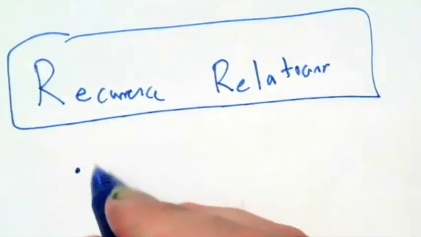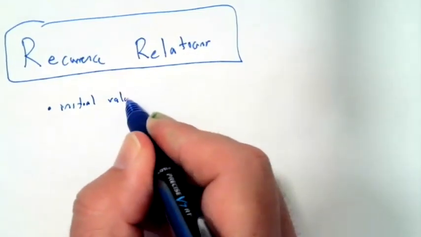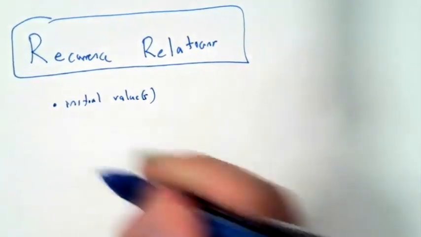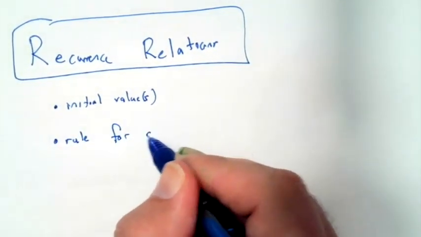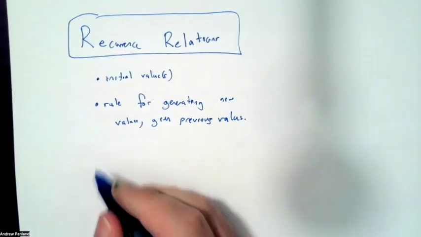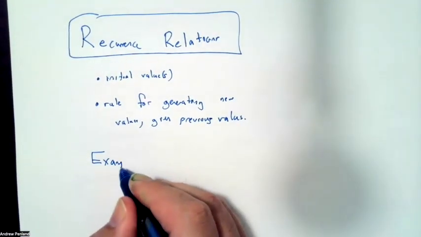A recurrence relation typically has an initial value, and there might need to be more than one, as we'll talk about in a moment, and a rule for generating new values given previous values. So here's an example of a recurrence relation that's pretty basic.